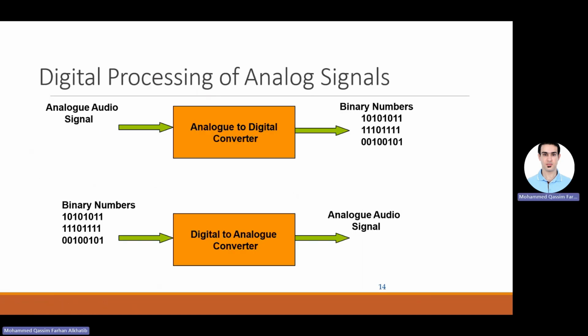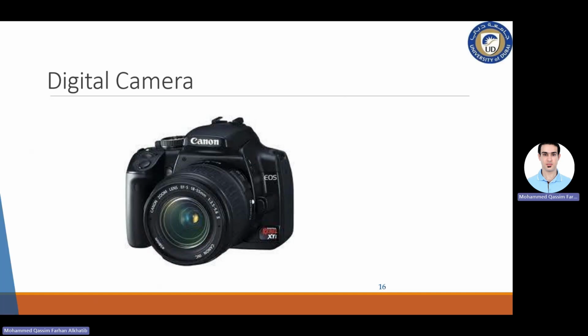Okay, so digital processing, we have seen that already. For analog, we have the analog to digital converter to get the binary signals. Now, if you want to go backwards from binary signals to analog, you need the digital to analog converter. Some examples of devices that use DSP: the digital camera. Nowadays, your phone is a better example. You can take a photo, change the color, change the effects, increase the contrast. That's all digital signal processing.